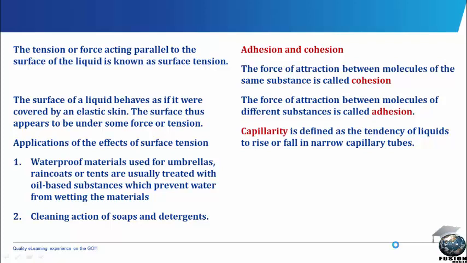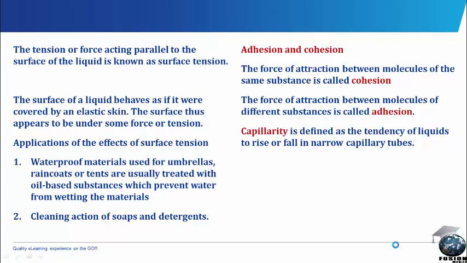Applications of surface tension. 1. Waterproof materials used for umbrellas, raincoats, or tents are usually treated with oil-based substance which prevents water from wetting the materials.